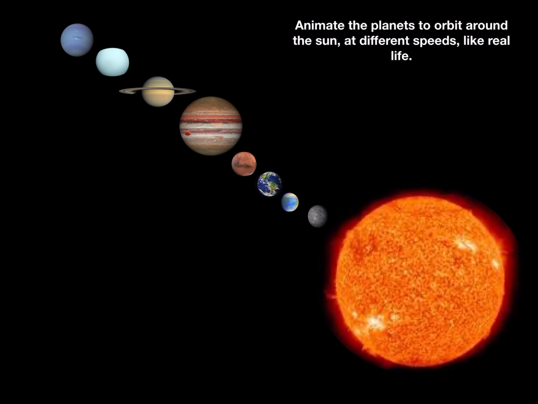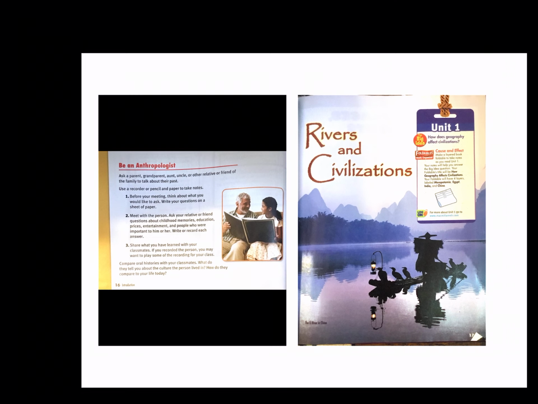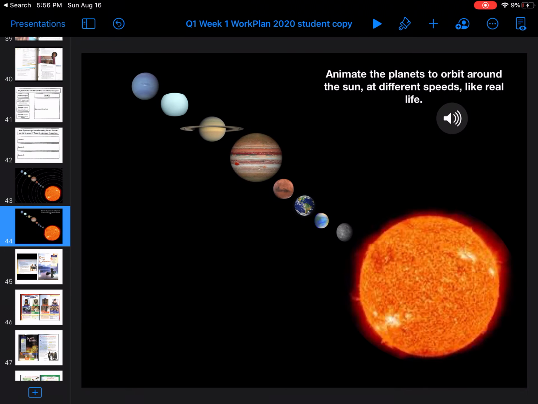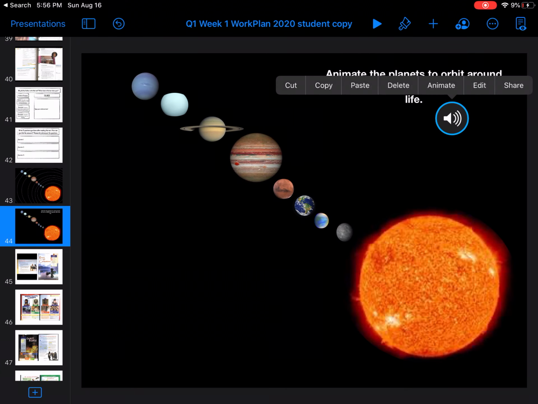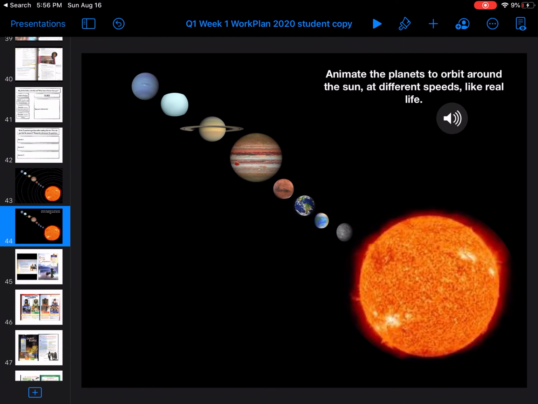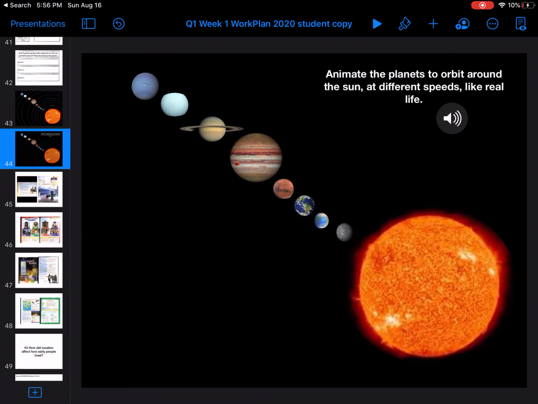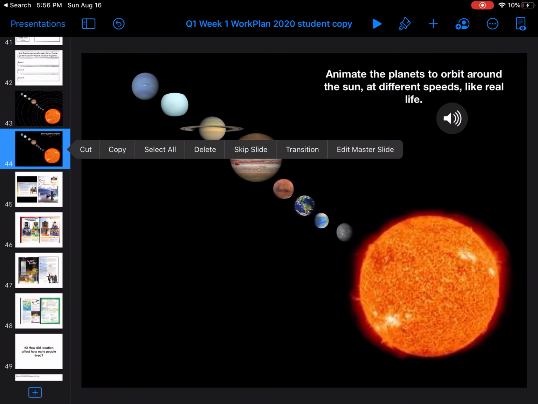So now just to preview, you click play. Here is where you're going to animate the planets to orbit around the sun at different rivers and civilizations. So, because I have a sound on this slide giving you instructions, you can delete that if you understand what you're doing. Then when you're done animating all of them, you can copy this whole slide. So you take where it says 44 on the left side where you can see all the slides, you press it, and then you click copy.